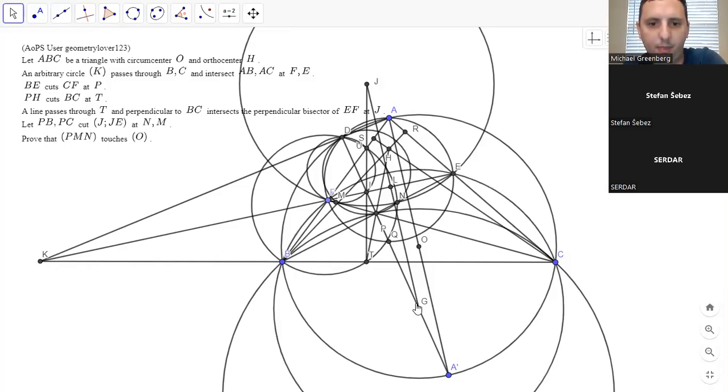So basically, we want to show that GP times GD is GB squared. Maybe it's just an angle chase, because basically we want to show angle GPB, that would be the same as showing angle GPB is angle GBD. I think it is not obvious, but yeah.